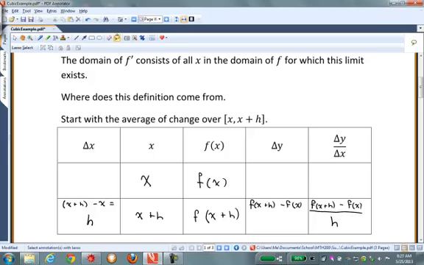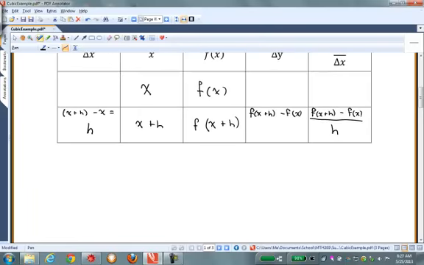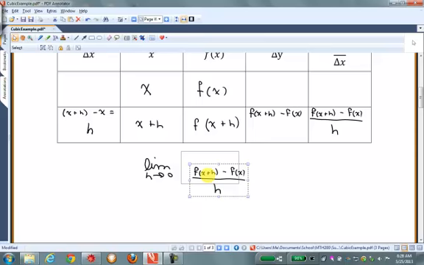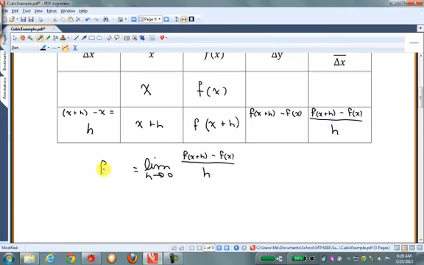And then let me just copy this last expression. And then if we would take the limit as h approaches 0, as the one end of the interval approaches the other end of the interval, of this expression, that would give us the instantaneous rate of change in f with respect to x, or in y with respect to x. And this is what we're calling the derivative of f evaluated at x.